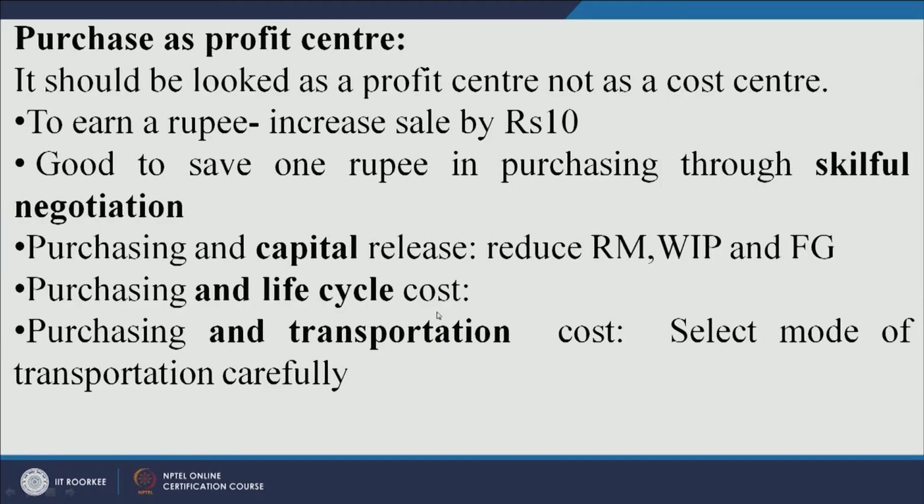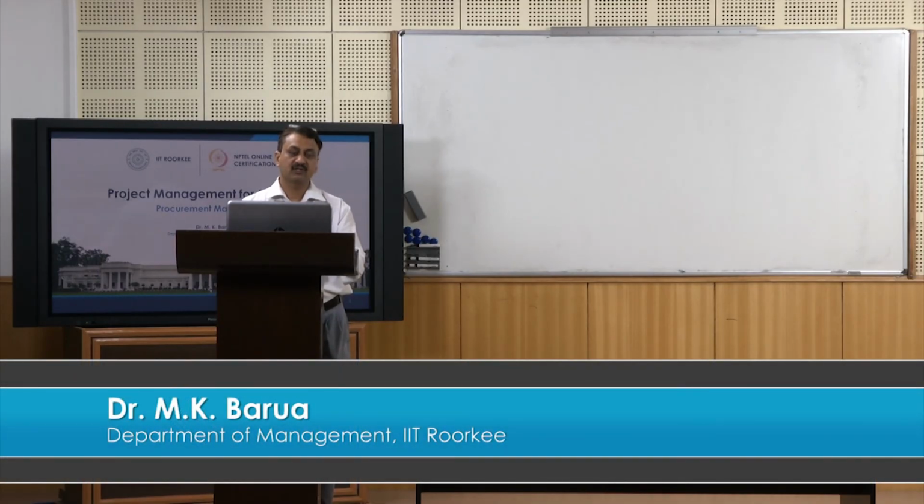Purchasing and life cycle cost, very important. You should not look at purchasing just for the time being. You should look at the life cycle cost of the raw material which you are purchasing. Let us say if you are purchasing a machine tool, and the machine is cheaper today, but it would have very high repair and maintenance cost. So, you should look at the entire life cycle of the machine or equipment which you are going to purchase. So, these are a couple of points you should look at carefully before going for purchasing.